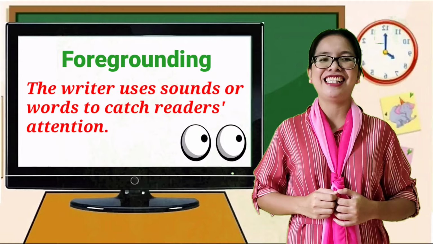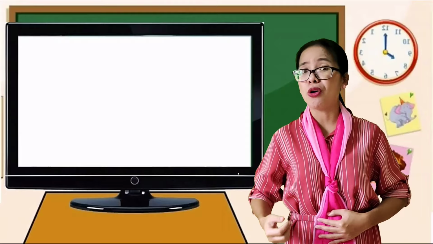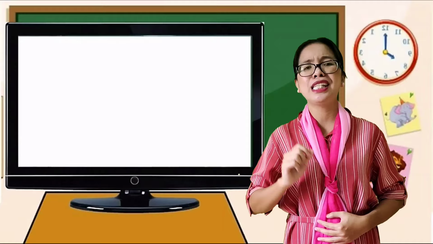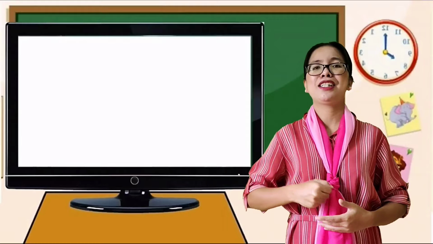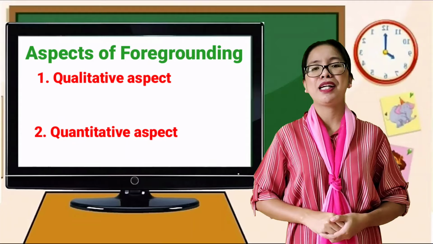Mukarovsky also pointed out that foregrounding may occur in normal languages, such as spoken discourse or journalistic prose, but it occurs at random with no systematic design. Now, let us move to aspects of foregrounding. Foregrounding has two aspects. These are the qualitative aspect and the quantitative aspect, according to Leech and Short in 2007.